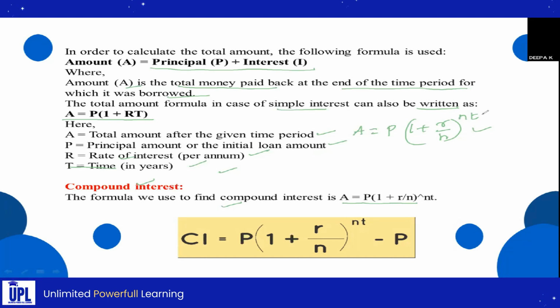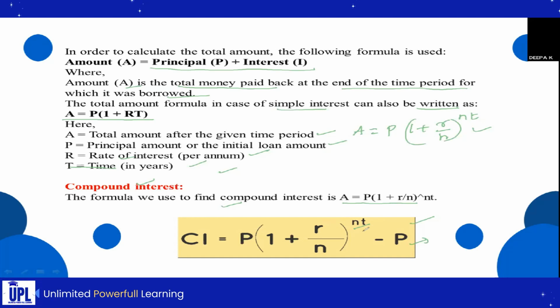So whenever they ask compound annually, we should use the formula. Let's see in the box: the formula for compound interest when compounded annually is P into (1 plus R divided by N) power N into T minus P. Whenever they ask compound annually, we should use this formula, that is P into (1 plus R divided by N) power N into T minus P. This is the formula to find out the compound interest annually.